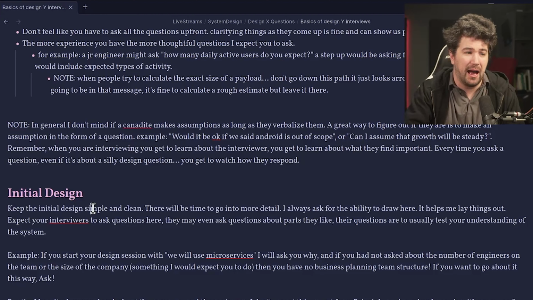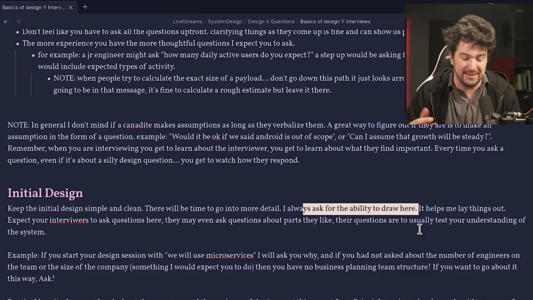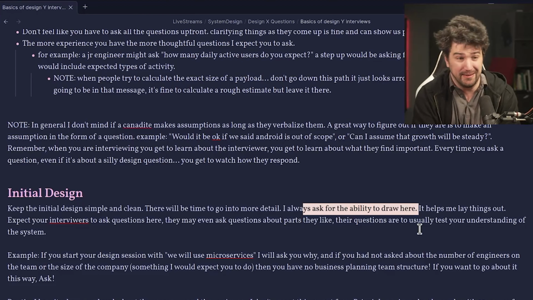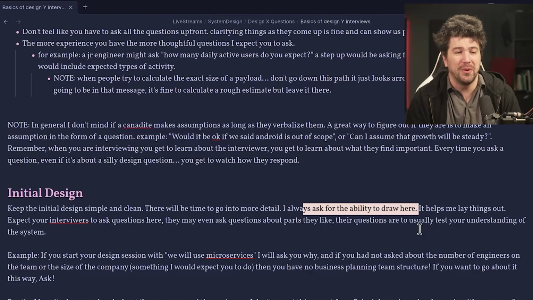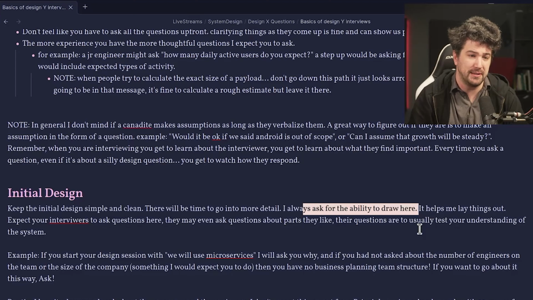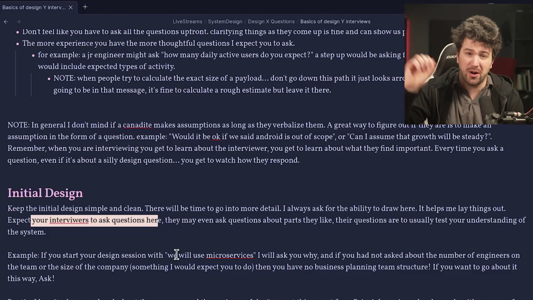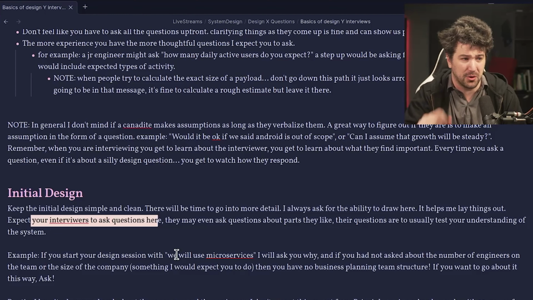Keep it clean. I always like to draw here. I love it when people draw because it's easy to understand. When people are like, oh no, we'll just speak about this, it's hard to keep it straight. So it's really nice to just draw it out. Ask for something to draw with. I think it will make your life easier. And expect us to ask questions. Expect you to be drawing something out and us to ask questions.